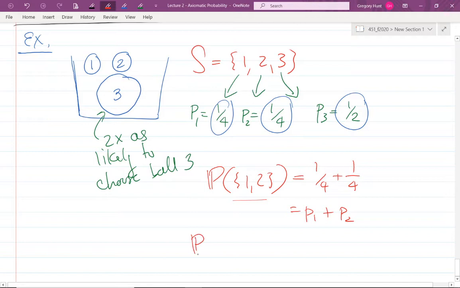So if I wanted the probability of 1 or 3, oops, that's not super legible. Let's say of drawing ball 1 or ball 3, I'm going to say, okay, 1 is in my event, so I'm going to say P1, and then 3 is in my event, so I'm going to say plus P3, so that's 1/4 plus 1/2 is 3/4.